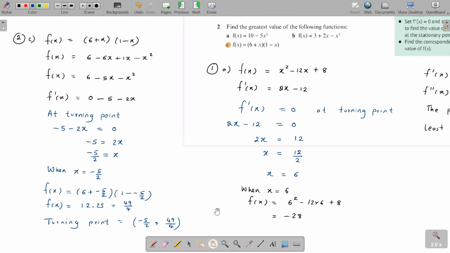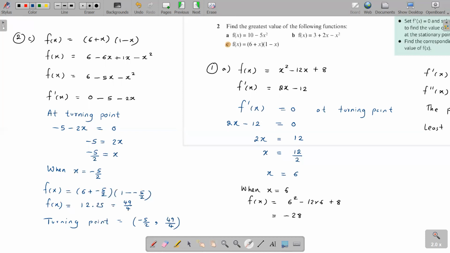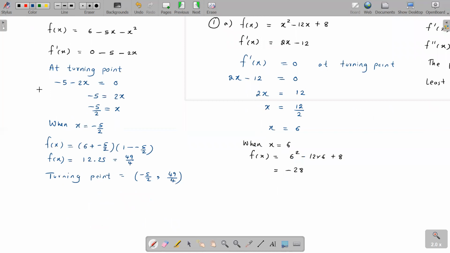So then actually you don't even need to go for the second derivative here because you can see your f(x) graph is a what graph? Can you see it's a negative x squared, it's a quadratic. There's x squared here, it's definitely quadratic. And minus x squared means it's a quadratic maximum graph. We don't need to go for the second derivative here because it's pretty straightforward, okay? f(x) is a quadratic maximum graph. Therefore, (minus 5 over 2, 49 over 4) is a maximum point because it's a maximum graph. This must be a maximum point, right?